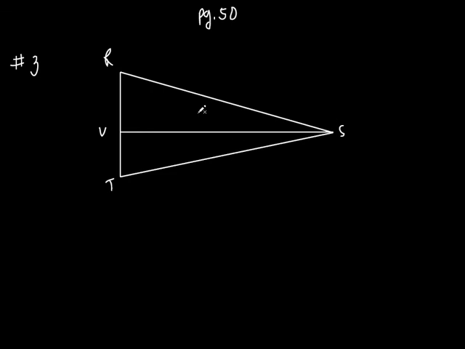Now they've already marked a couple things for us, but on a quiz or a test, I probably won't mark the picture at all. You're going to have to mark it yourself. So you're given that RS is equal to TS, and you're also given, this is real close to the same, but it's good to do it one more time. V is the midpoint. V is the midpoint of RT. This is almost identical to what we just finished doing.